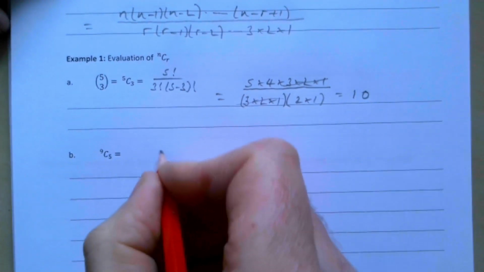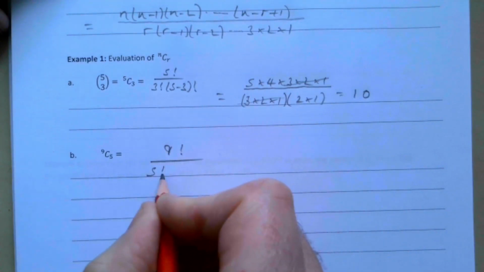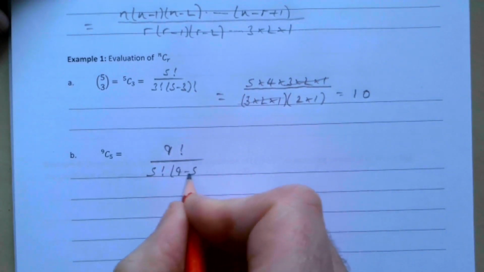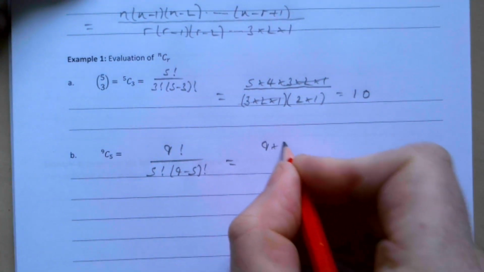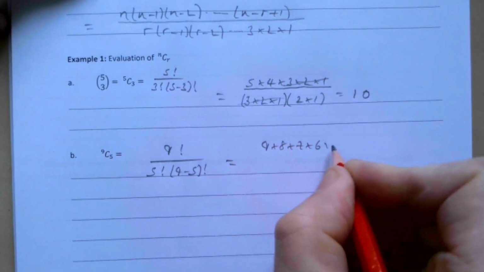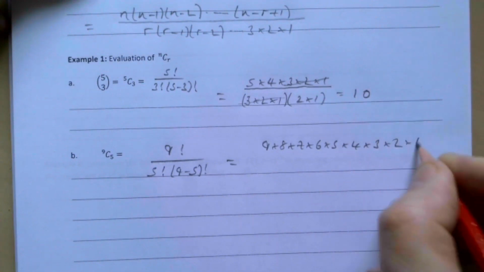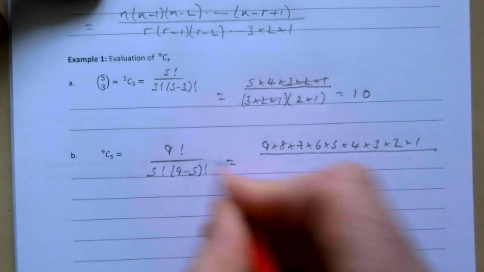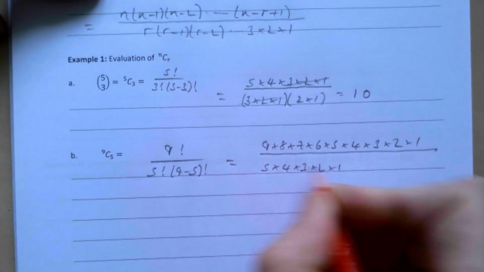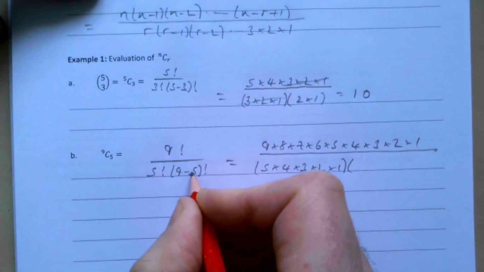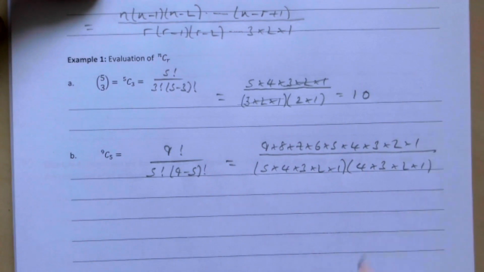9C5 is going to be 9 factorial all over 5 factorial times 9 minus 5 factorial. So let's write it out. 9 times 8 times 7 times 6 times 5 times 4 times 3 times 2 times 1. Then 5 factorial, 5 times 4 times 3 times 2 times 1, and then 9 minus 5 is 4, so 4 times 3 times 2 times 1.